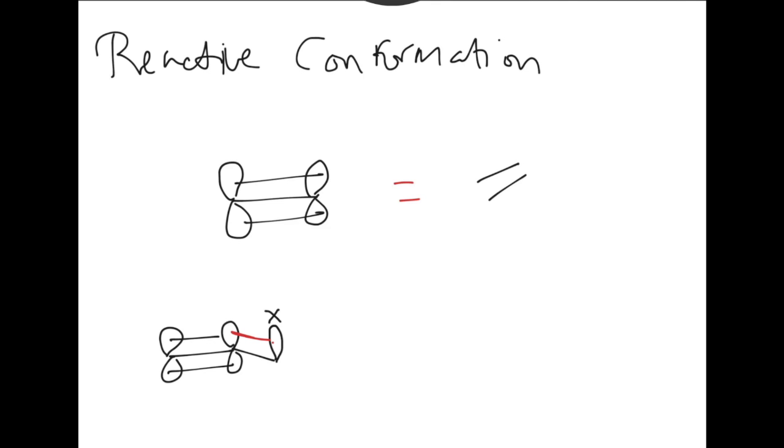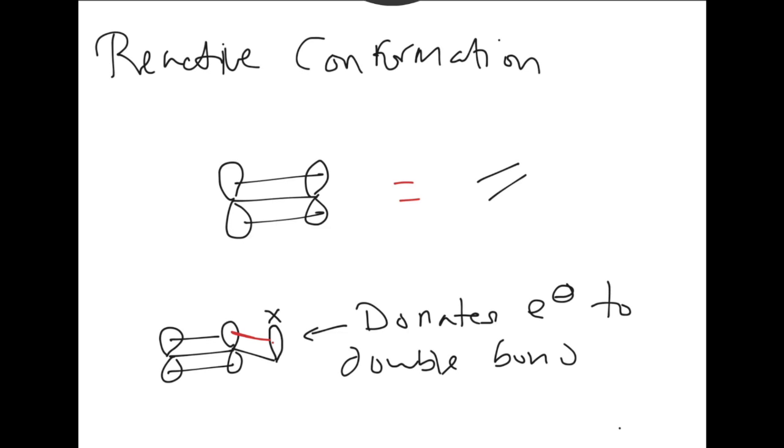So this donation donates, slash stabilize, donates electrons to the double bond to weaken it. Which sounds funny that you're adding electrons and weakening a bond, but these electrons are going into something called an antibonding orbital. And so when you put your electrons in that antibonding orbital, it weakens the bond.